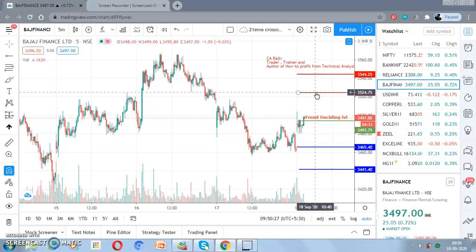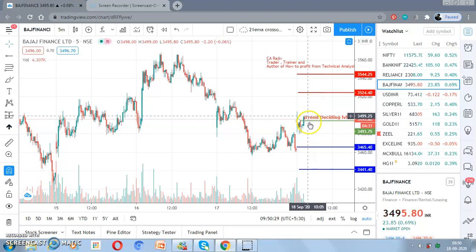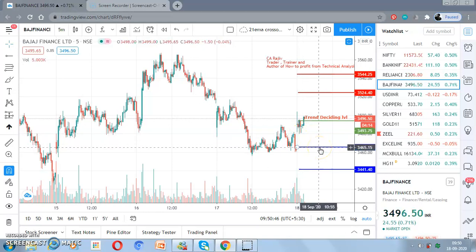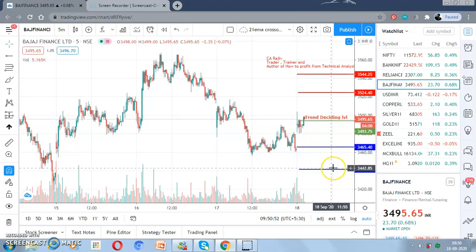On the downside, friends, if the rise in the bank Nifty, Bajaj Finance is not sustained, and if it breaks the 3480 level, which is the current low of the last half an hour, if that is broken, then we will target on the lower side initially 3465 or approximately 3460 levels, and subsequently 3441.